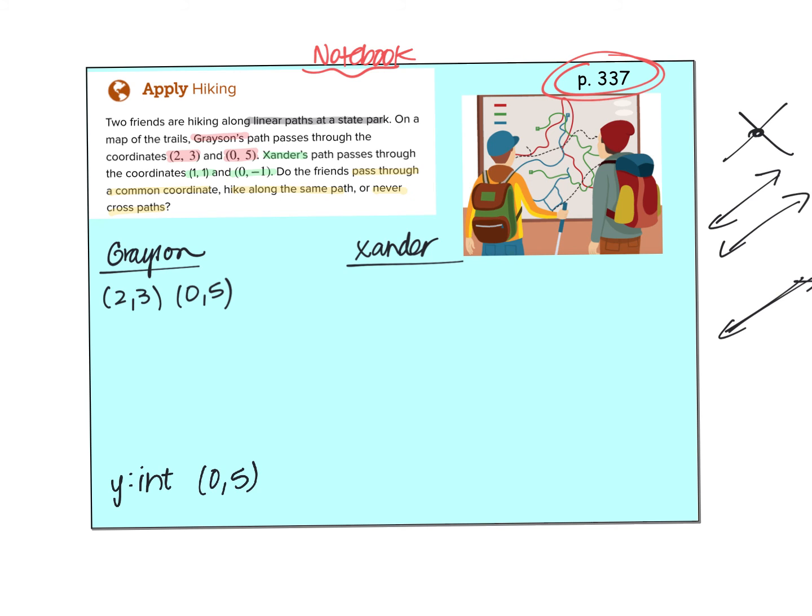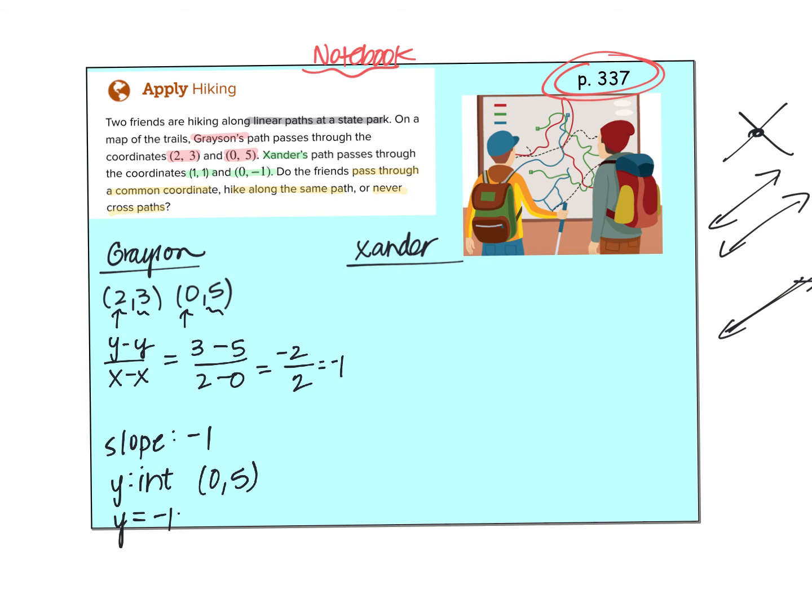All right, now his slope I need to find. So I'm going to do y minus y over x minus x to find the slope. So I'm going to do 3 minus 5. Remember, those are the y-coordinates. And then 2 minus 0. So 3 take away 5 is negative 2. 2 minus 0 is 2. And then negative 2 divided by 2 is negative 1. So Grayson's slope is negative 1. If I was going to write his equation for his line, it's y equals negative 1x, there's my slope, plus 5. Now I'm going to have to compare Xander's to that.